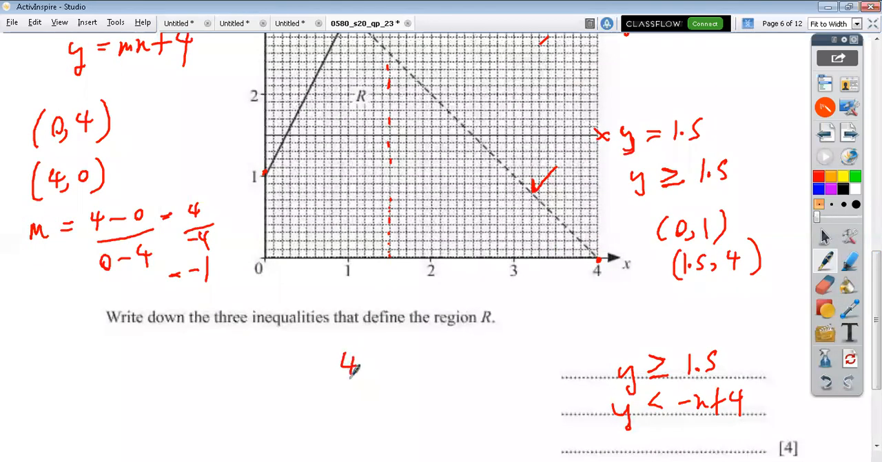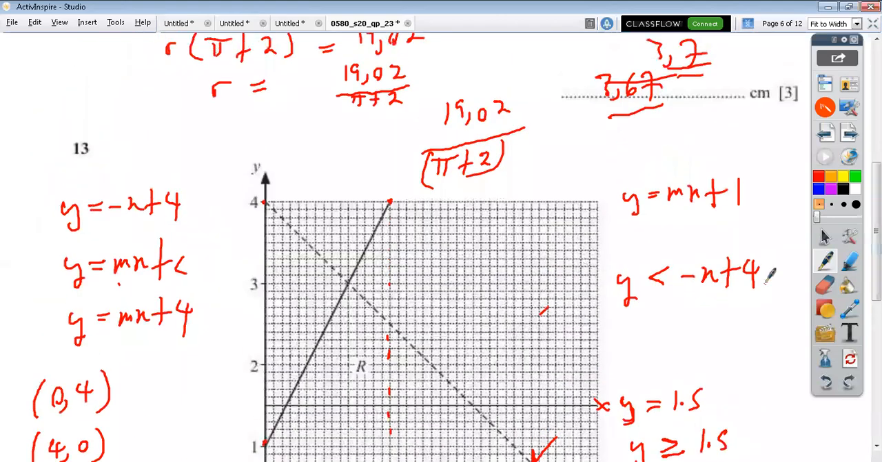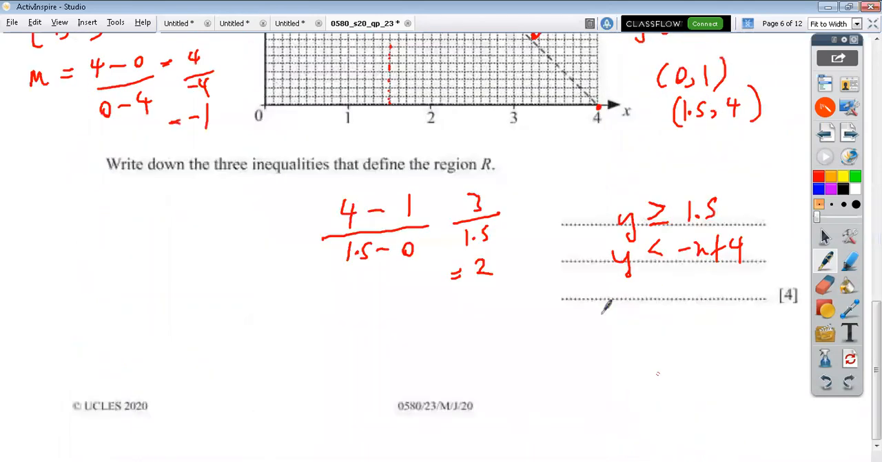Change in y: I'm saying 4 minus 1 divided by 1.5 minus 0. What's 4 minus 1? 3. Divided by 1.5 gives you 2. So it means our equation there, y is equal to 2x plus 1. But it's a solid line, and I want values below that. So it means y is less than or equal to 2x plus 1. Clear now? Yes, sir. So to practice inequalities.